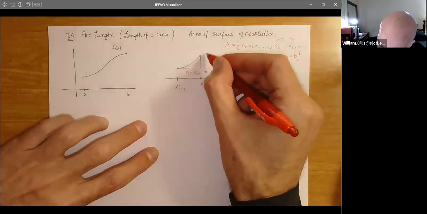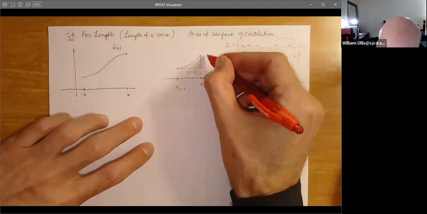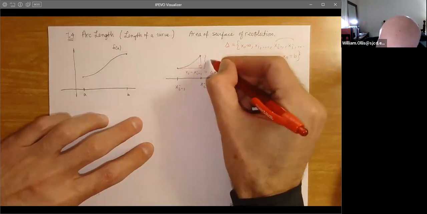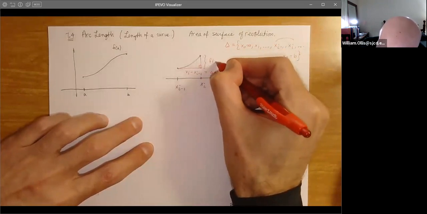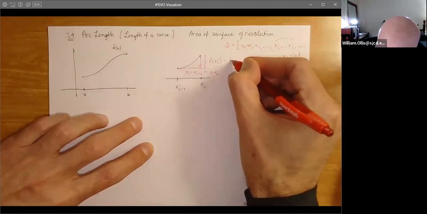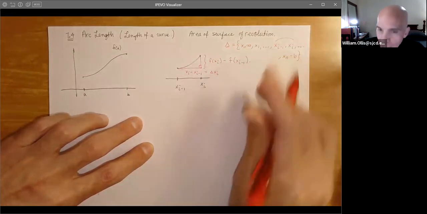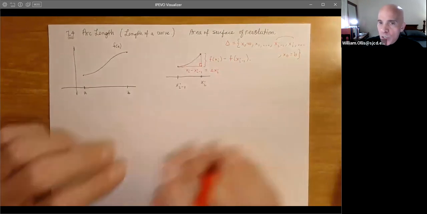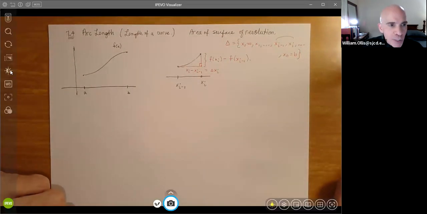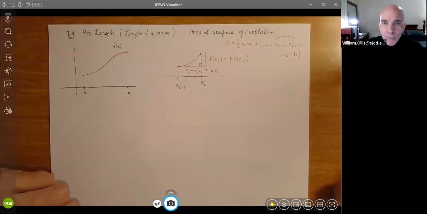And now here, what we're going to do is look at the difference between the functional values. So this will be f of x sub i minus f of x sub i minus 1. So the only reason I'm using the partition here is because it's real easy to see. And I want to make sure this is not too light so you can see the red. Not too dark, but there we go. That looks a little bit better. That way you can see the red.